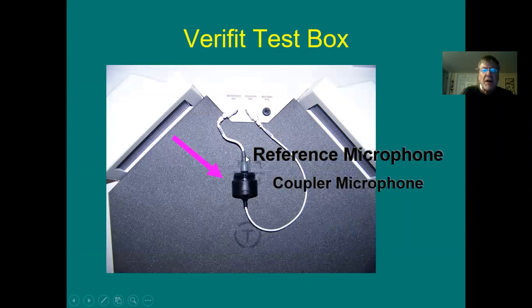Here is the test box. You're calibrating in the morning. You've got 2 microphones, a reference mic and a coupler mic. And you stick these 2 together and you hit the button called calibrate, and that ensures that when you want 90 coming out, you're getting 90. When you want 70 coming out, you're getting 70. The calibration just makes sure things behave. Make sure that the coupler microphone is behaving.